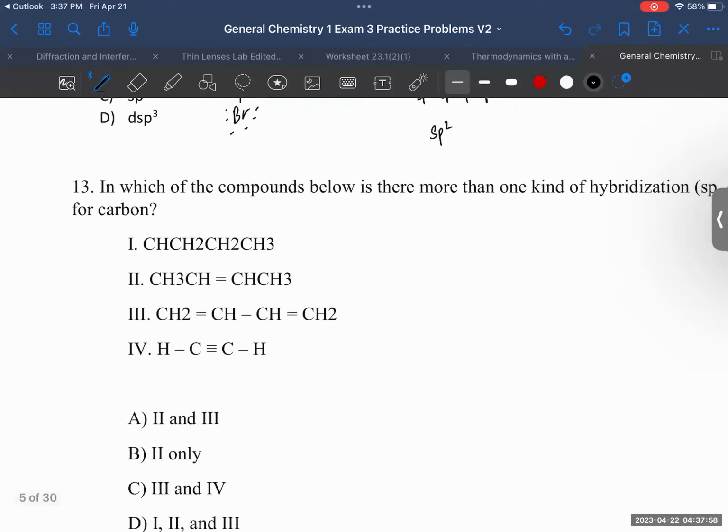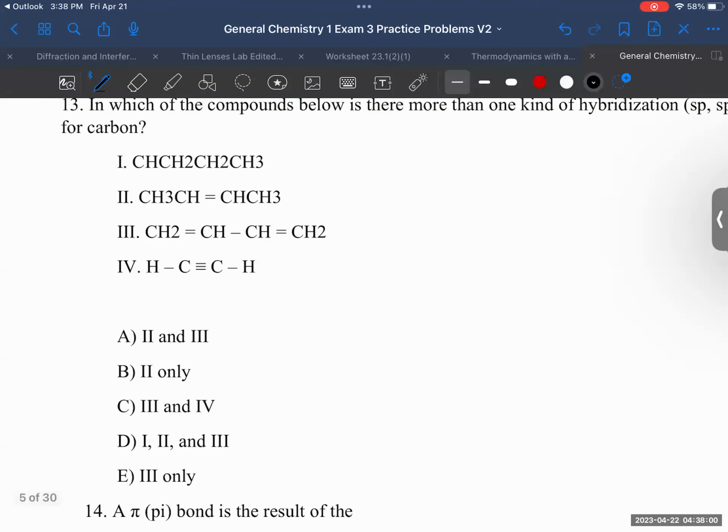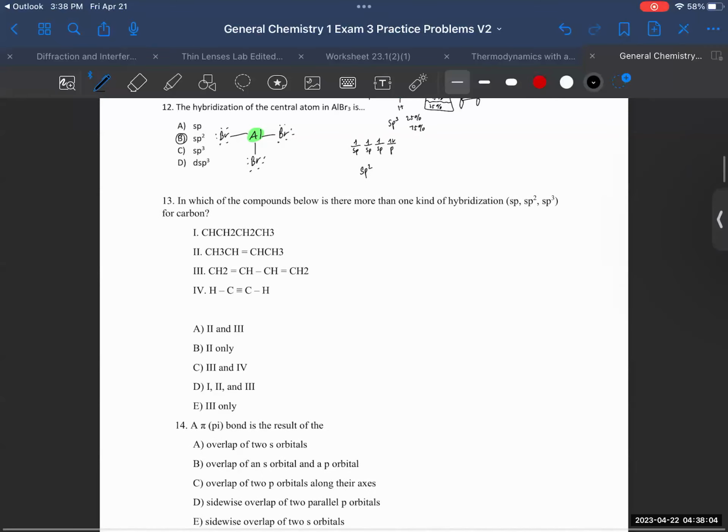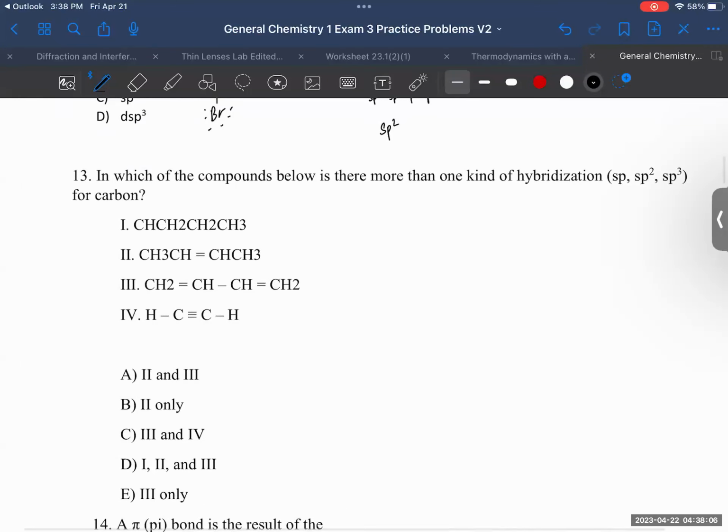All right. That being said, I'm going to give you all about 3 minutes to do this next question. In which compounds below is there more than one kind of hybridization? It should test what you've learned.